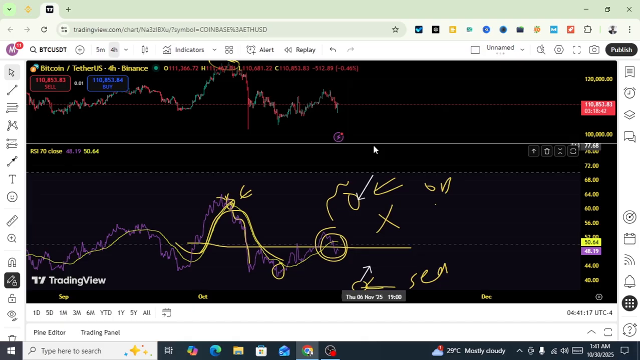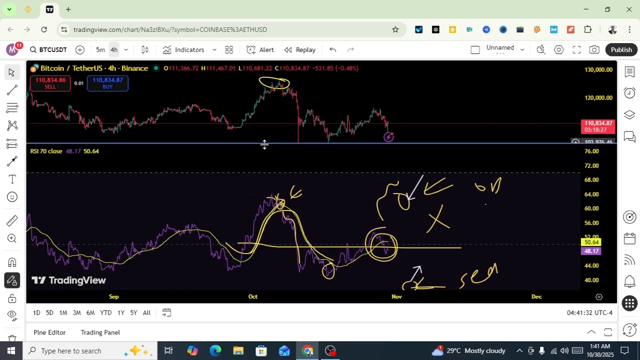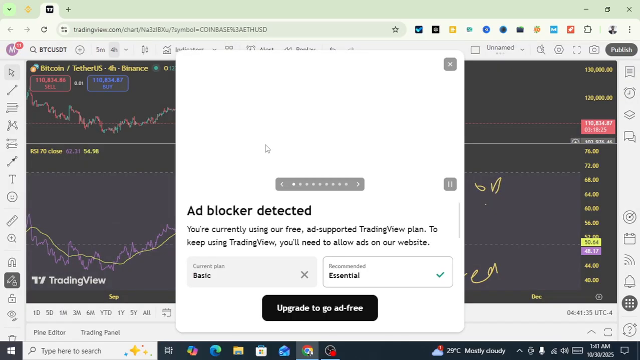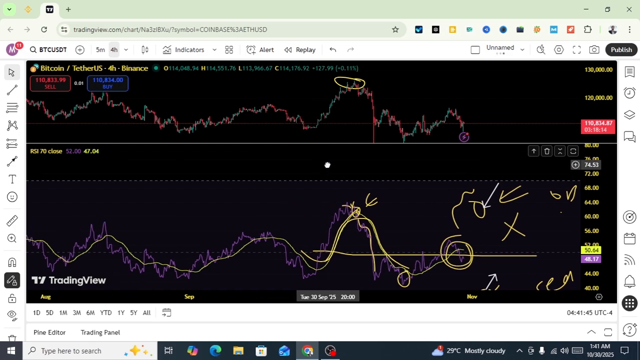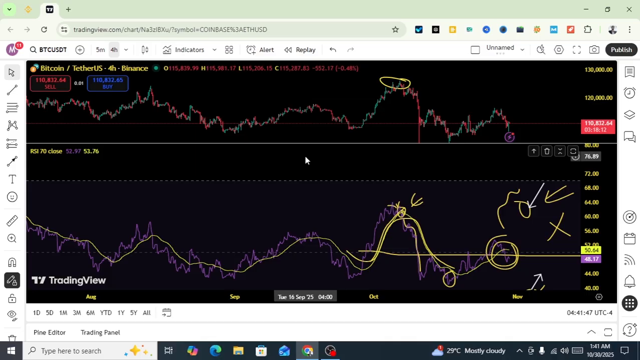You can also look for divergence. If the market price makes a higher high but RSI makes a lower high, that's a sign that the trend may reverse. The same works in reverse for bullish divergence. RSI works best when combined with a trend line or moving average. For example, trade only when RSI and price both agree with the trend, and that's how you use the RSI indicator to find high probability trade entries.